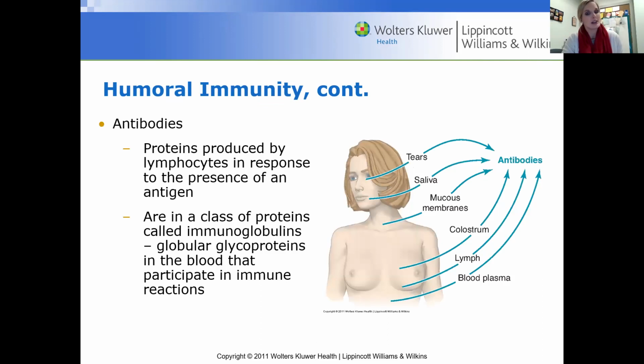Antibodies are proteins created by our lymphocytes, a specific type of white blood cell in our body, in response to the presence of that antigen. They are in a class of plasma proteins called immunoglobulins. You don't have to worry too much about that. They are globular proteins in the blood that participate in those immune reactions.